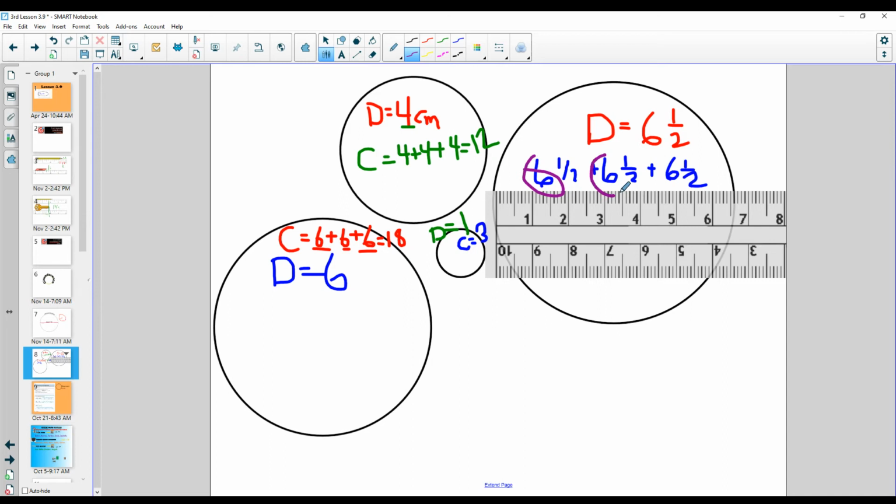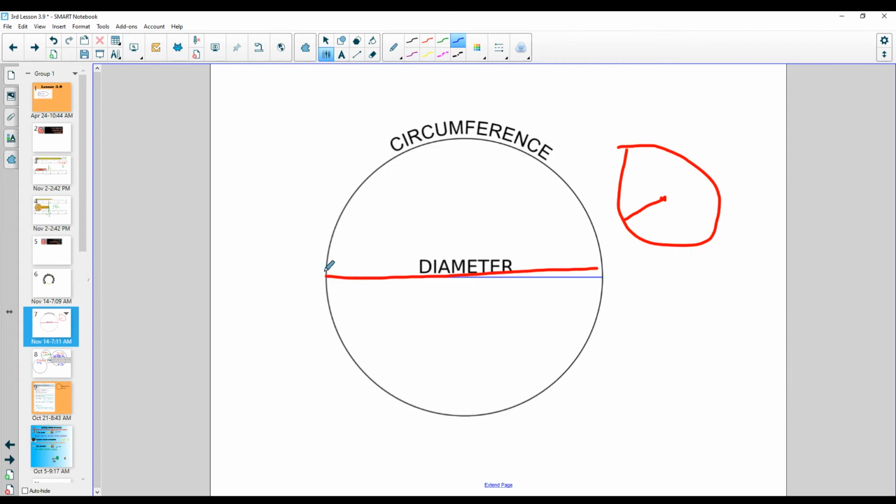6 plus 6 plus 6, we already know equals 18. Okay, but that's not our answer because now think of a half plus a half. That equals 1. This half plus this half equals 1. So now we're at 19. We still have this half left, and there's nothing else to add it. So our answer then is 19.5. Third graders, just knowing the circumference and the diameter is what we want you to know.